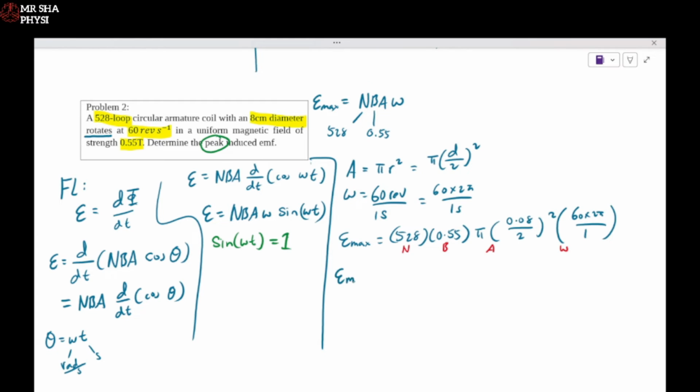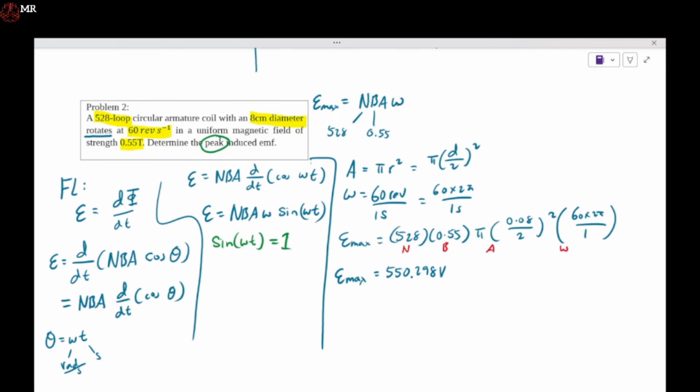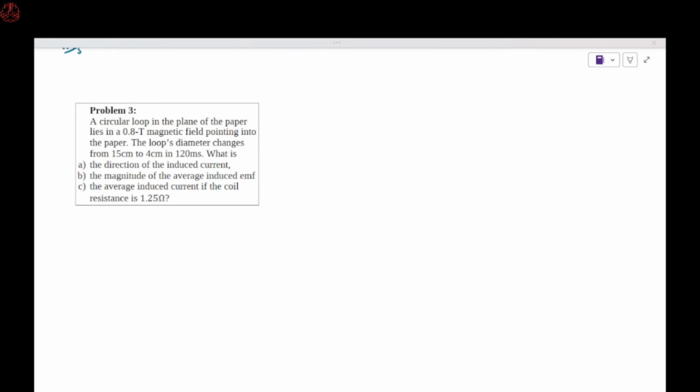So you can key this into your calculator and you will get 550.298 volts, and that is my final answer. All right, so let's move on to the next question. Okay, so let's look at the next question.